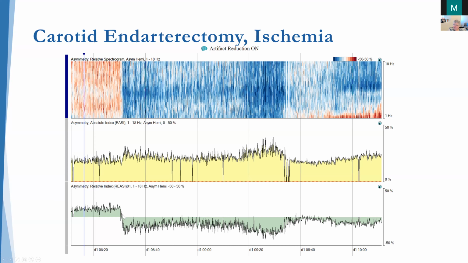And here we see the relative asymmetry index initially showing a decrease in activity over the right hemisphere or a relative increase over the left hemisphere. And then that left hemisphere predominance remains for the rest of the study.